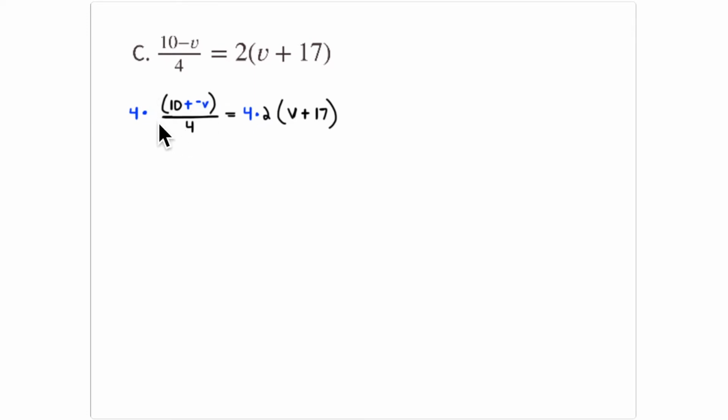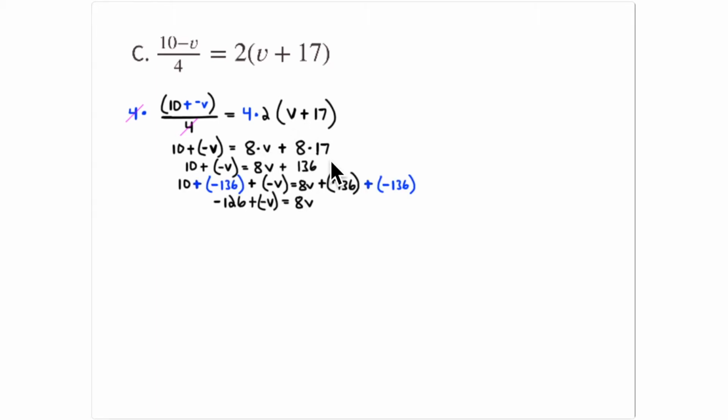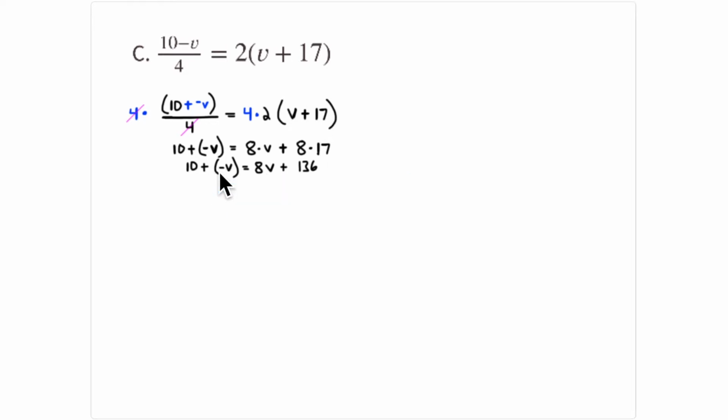If you look at this as 1/4 times this amount inside the parentheses, then you can see 4 times 1/4 is 1. Or you can leave it down here. It gets canceled out, and you're left with 10 plus a negative v. And that equals, remember you have to multiply that 2 times the 4 as well. So this becomes 8 times v plus 17. So you have to distribute that 8 to the v and that 8 to the 17. And you're left with 10 plus negative v equals 8v plus 136.